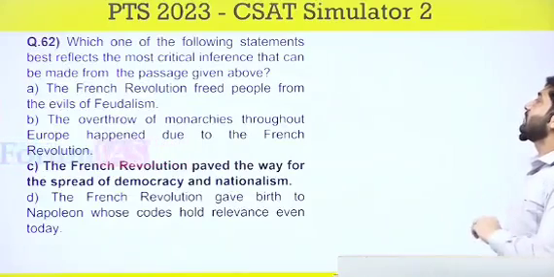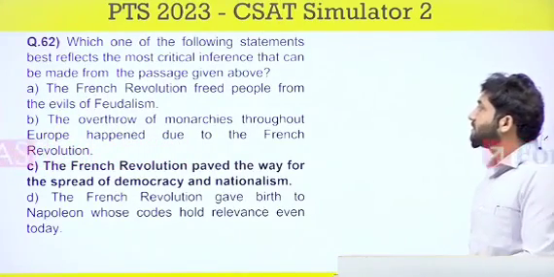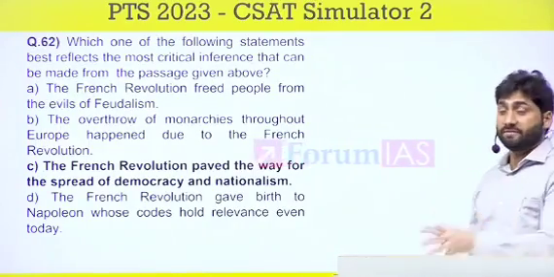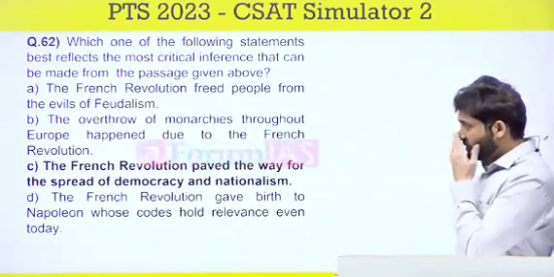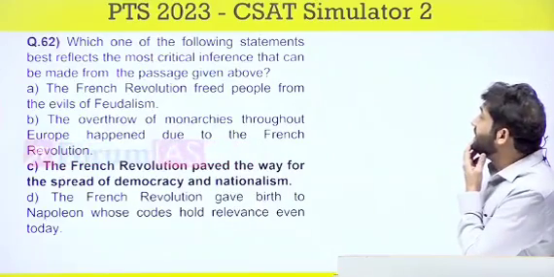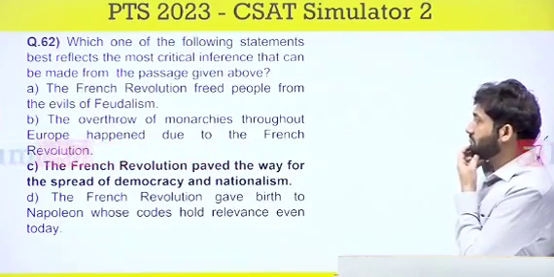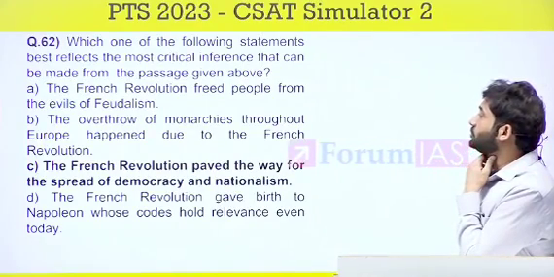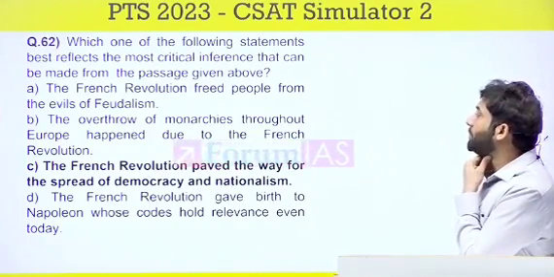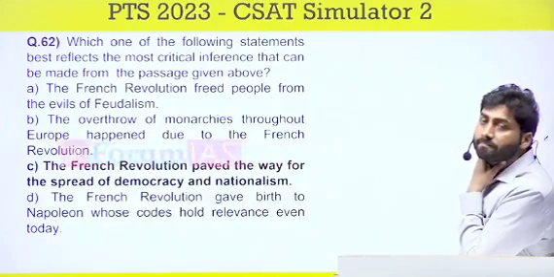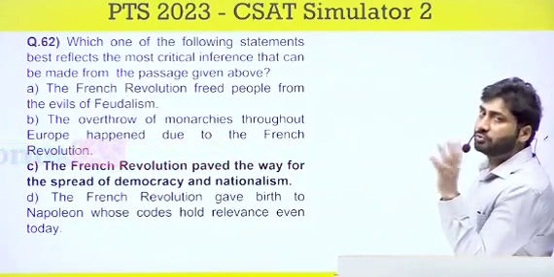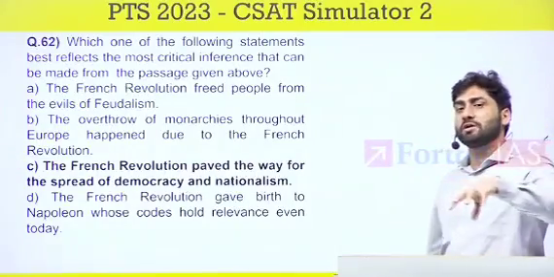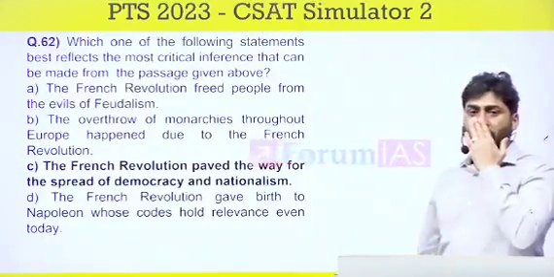Question: which one of the following statements best reflects the most critical inference that can be made from the passage given above? Most critical inference. Right? First option, the French Revolution freed people from the evils of feudalism. Next, the overthrow of monarchies throughout Europe happened due to the French Revolution. I mean, that happened due to that only, we don't know. That is not that elaborately discussed. At least not that important a factor that you can call that an inference.